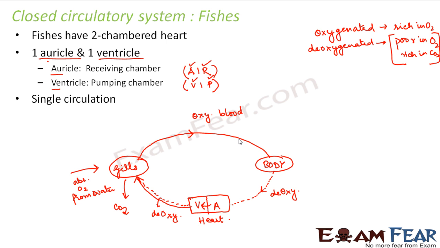Let us now see another important thing, that here it was just once that in one cycle of circulation the blood passed through the heart. So this is one cycle of circulation, and in one cycle the blood passed through the heart only once. That is why this is known as single circulation.